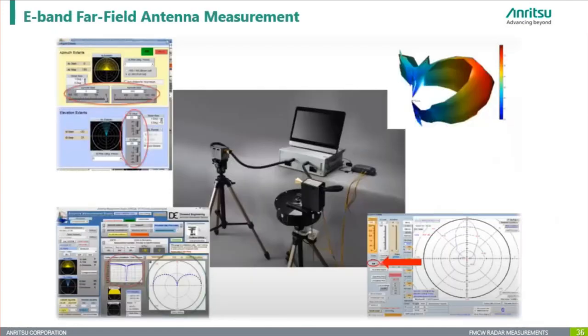We are conducting far field antenna measurements using the E-band ShockLine vector network analyzer. This setup enables a precise characterization of antenna performance at higher frequencies, ensuring accurate S parameter data and radiation pattern analysis, essential for automotive radar and other advanced RF applications.